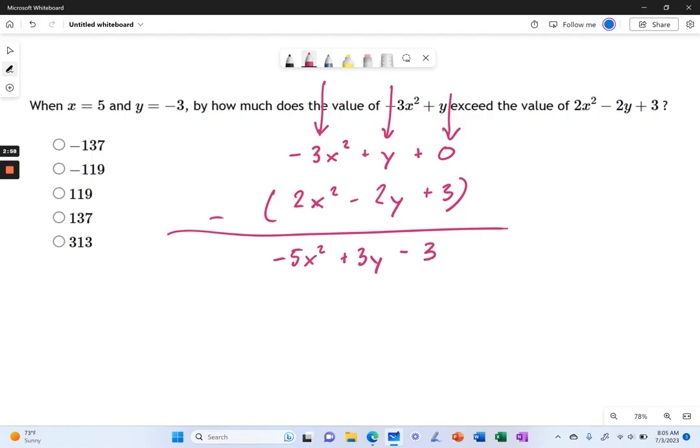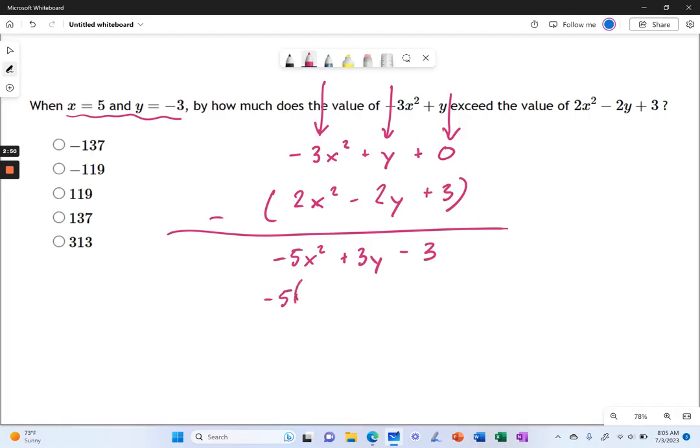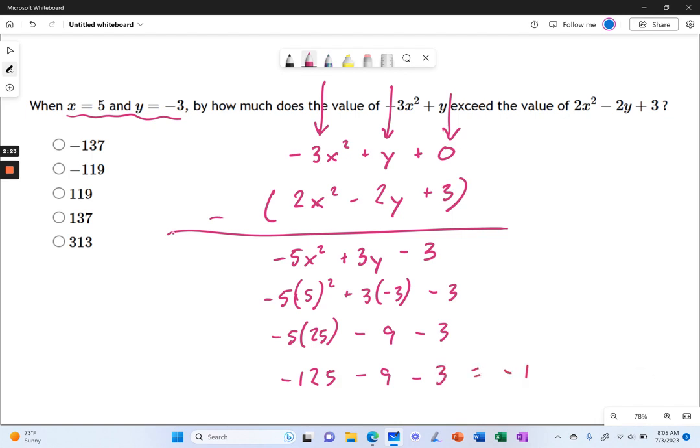Now all we have to do is plug in our values. x equals 5, y equals negative 3. So let's go ahead and do that. We say this becomes negative 5, and we have, let's see, 5 squared plus 3 times negative 3, and then minus 3. Okay, well, this is going to become negative 5 times 25 minus 9. That's 3 times negative 3 minus 3. And this becomes negative 125 minus 9 minus 3, which, doing a little mental math here, is negative 137. Okay, so there's our answer.